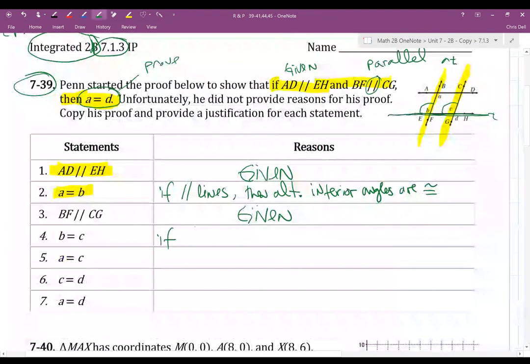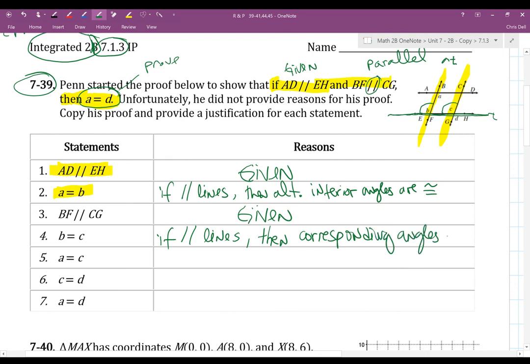So again, let me rewrite that. If parallel lines, then corresponding angles are congruent. Okay. All right, let's keep going.